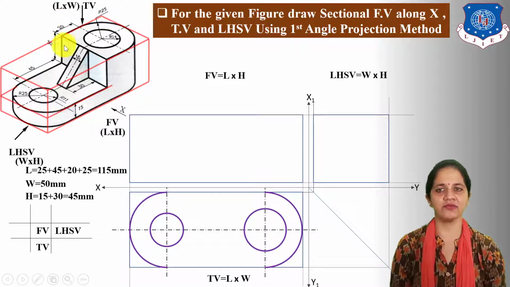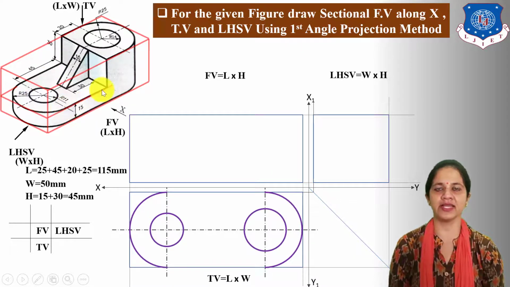From the top direction, we cannot see height. So from these 2 points, draw a 45 mm length line. Next, draw a 50 mm width line. From these 2 points, draw a 20 mm length line.